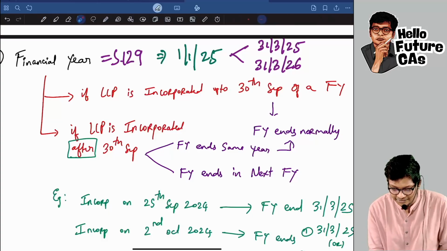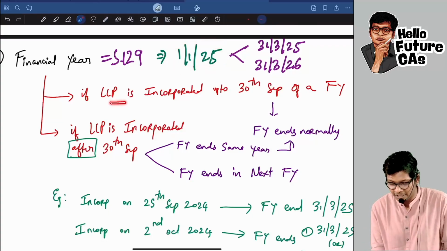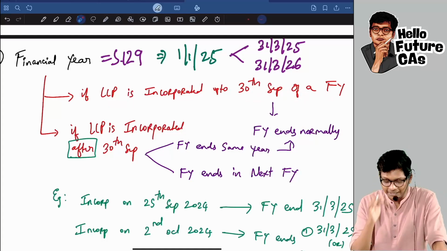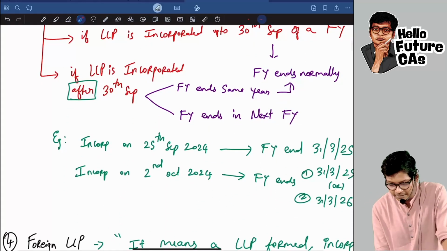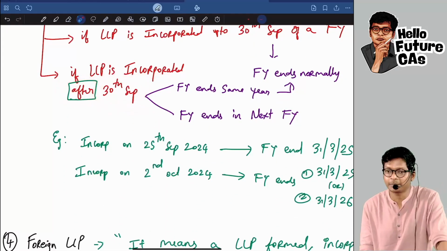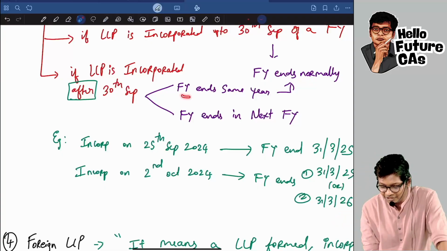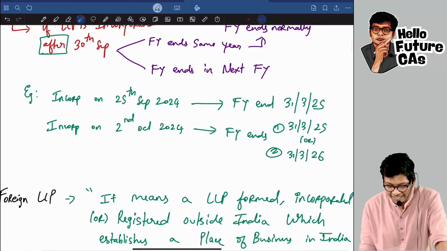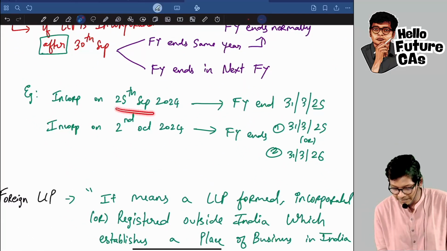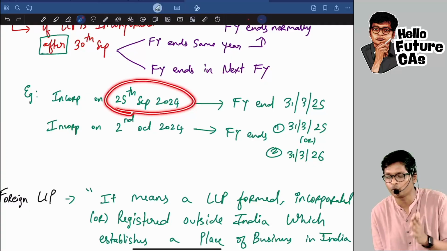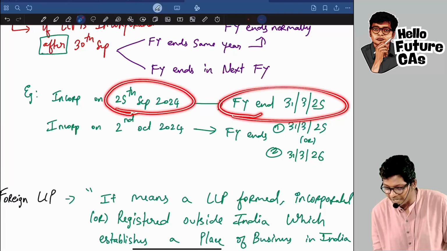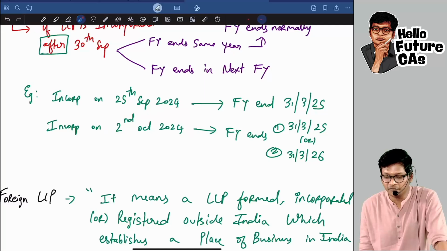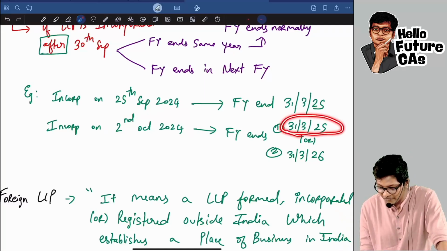The only difference is, instead of 1st Jan, look at this. If an LLP is incorporated up to 30th September of a financial year, then it is normal. Otherwise, you have an option. If an LLP is incorporated after 30th September, like that 1st Jan in the company case, then the financial year ends in the same year or in the next financial year. Sir, not able to follow. I have an example also for you. Incorporated on 25th September 2024, then it has to end on 31st March 2025. Incorporated on 2nd October 2024, then you have an option: 31st March 25 or 31st March 26.